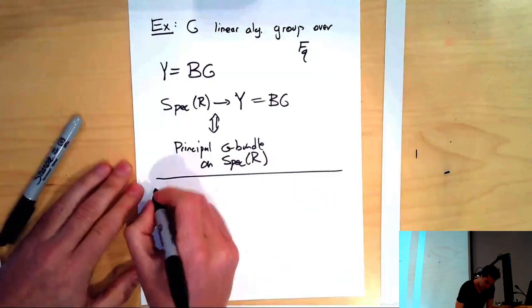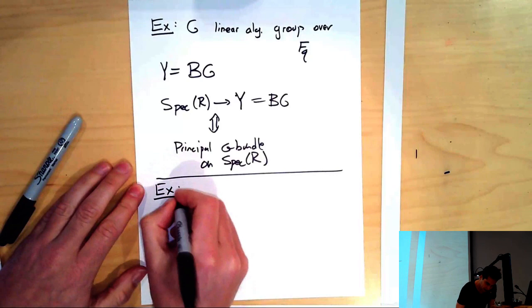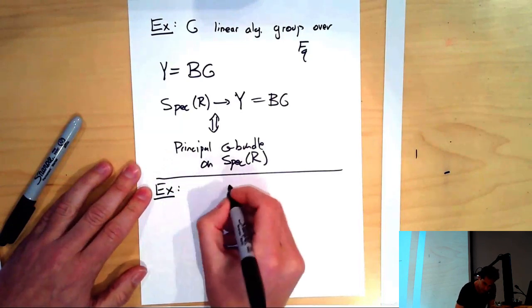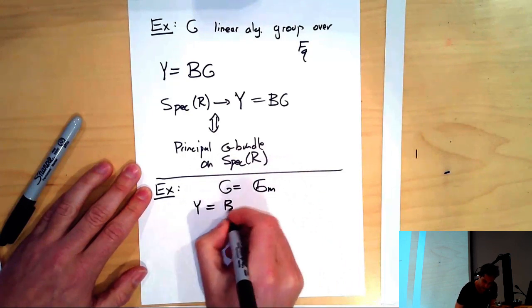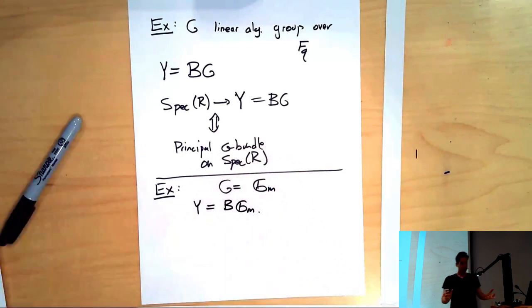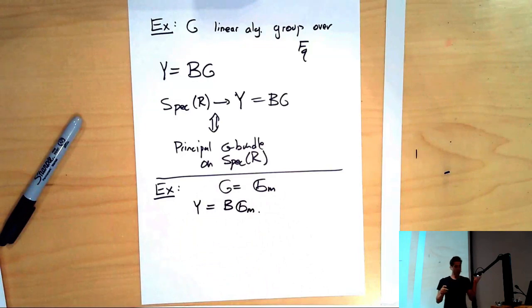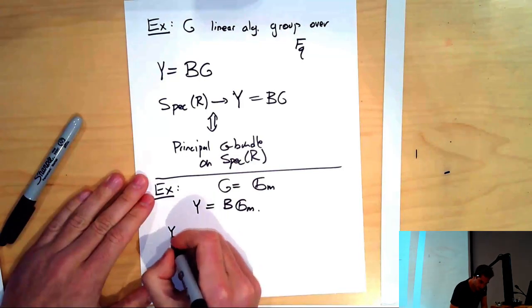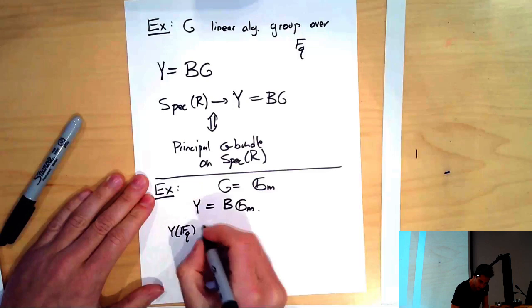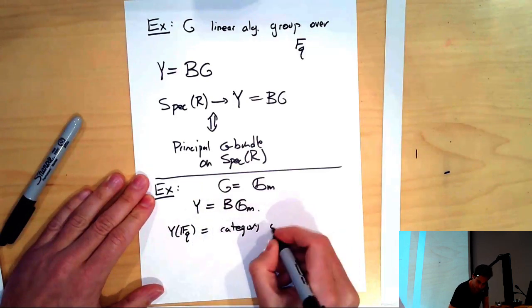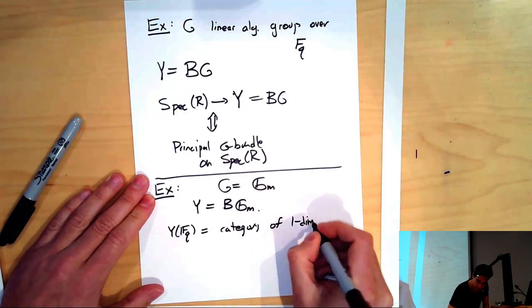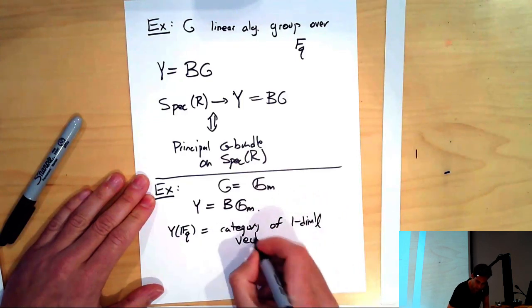So let's do an even more specific example. I'm going to take G to be the multiplicative group. So I'm going to take Y to be the classifying stack of the multiplicative group. That means that an R-valued point of Y is just an invertible R module. And so what is Y of FQ? This is the category of one-dimensional vector spaces over FQ.